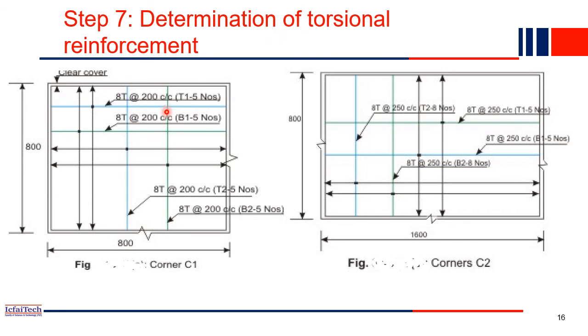The determination of torsional reinforcement: we have to provide it at the corners C1 and C2. So we have two corners, C1 and C2, and for panel 1 it is the C1 type. How many bars do we have to provide? 50% bar at the top, B1, B2, right? All these things I have discussed in the earlier step, so from that we got the same thing here also. We have to provide 50% bar, the same criteria we followed, and these bars are designed.